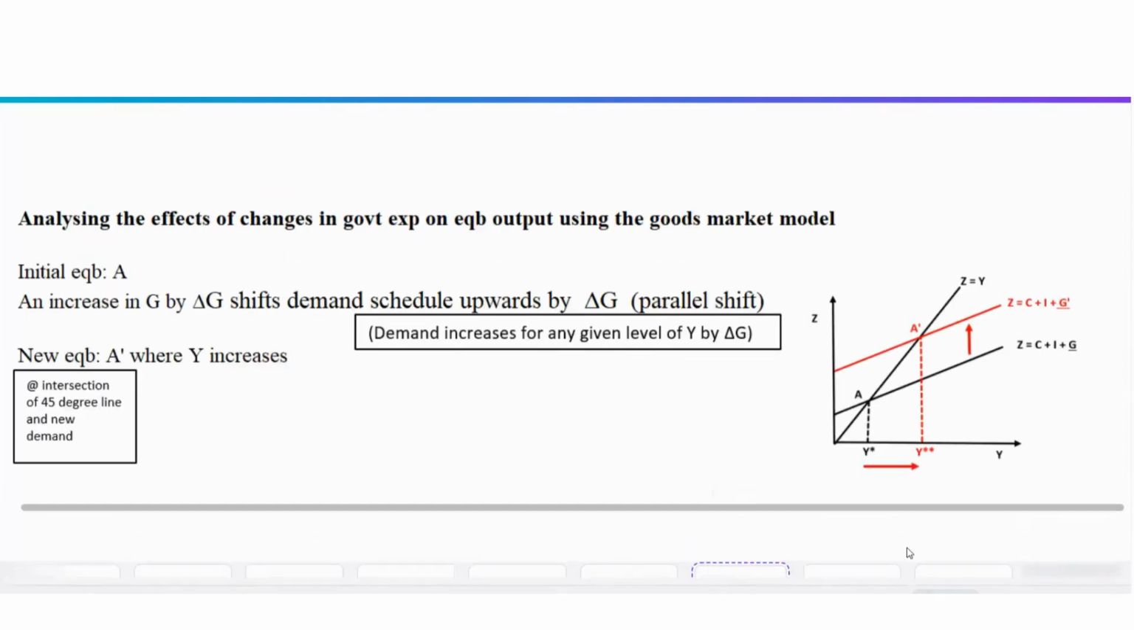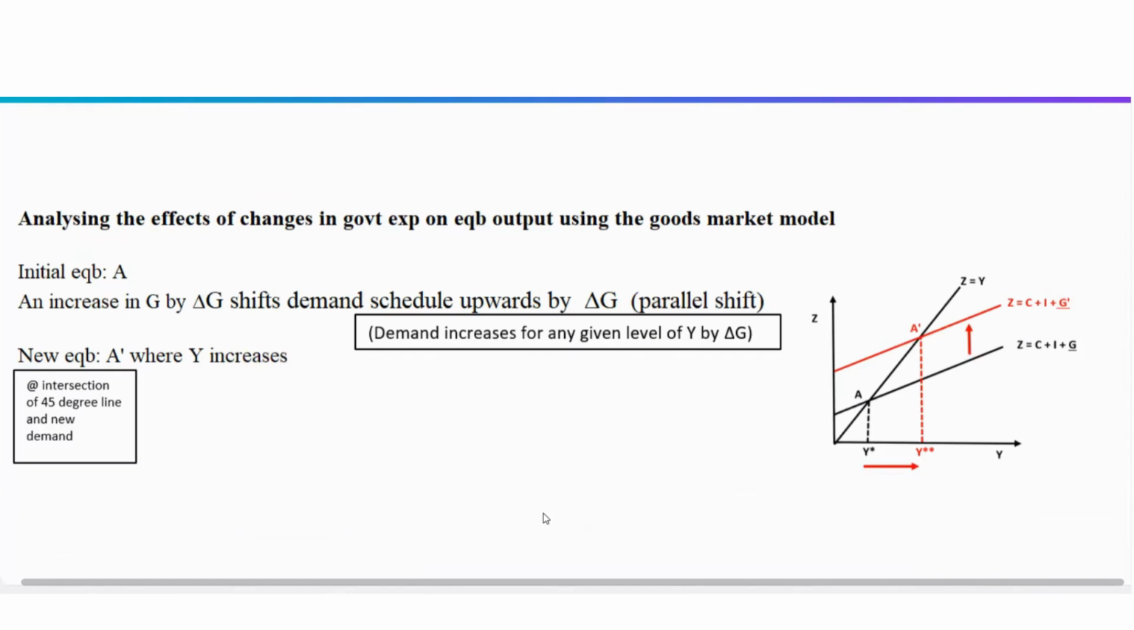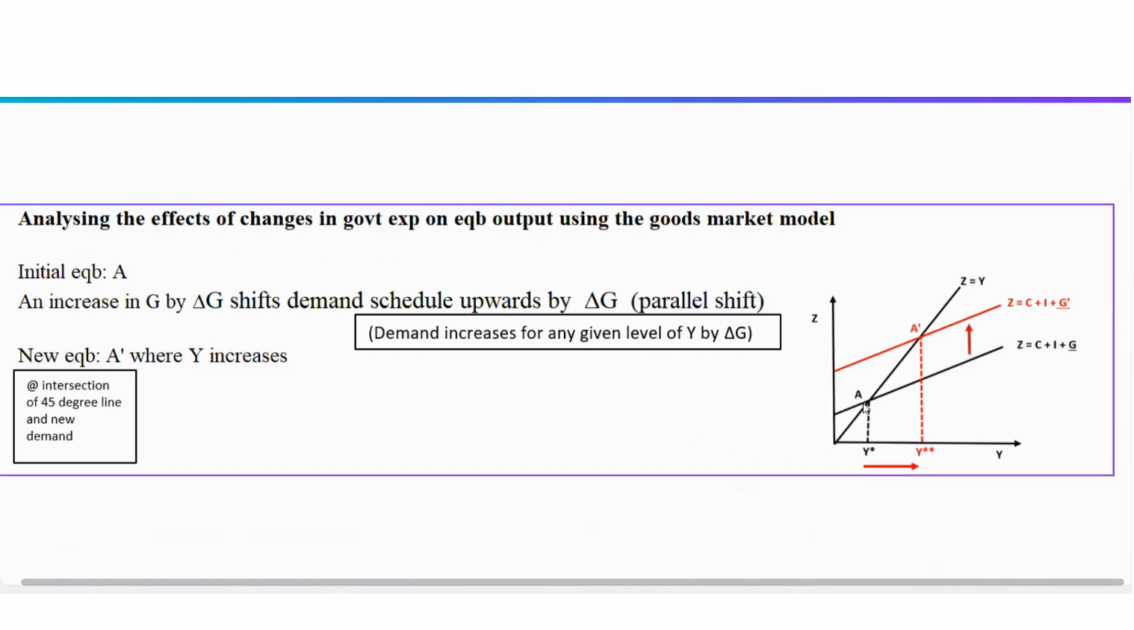So let's start by analyzing the effects of changes in government expenditure on equilibrium output using the goods market model. Let's assume the initial equilibrium is at A, at the intersection of our demand schedule Z, C plus I plus G, and the 45-degree line. Then we have an increase in G by delta G. That will shift the demand schedule upwards by delta G. It's going to be a parallel shift because demand increases for any given level of Y by delta G.